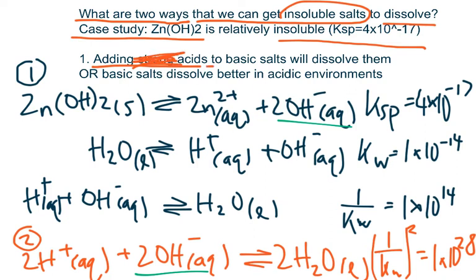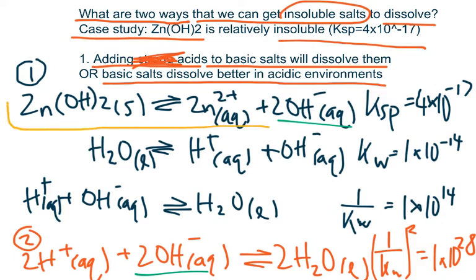So adding acids to basic salts will dissolve them, or in other words, basic salts dissolve better in acidic environments. Now let's employ our knowledge of equilibrium to know why this is true. So this is the Ksp reaction, and here's the Ksp, and notice how it has a low Ksp, so the reaction doesn't really like going to the products, and that's why zinc hydroxide is pretty insoluble.